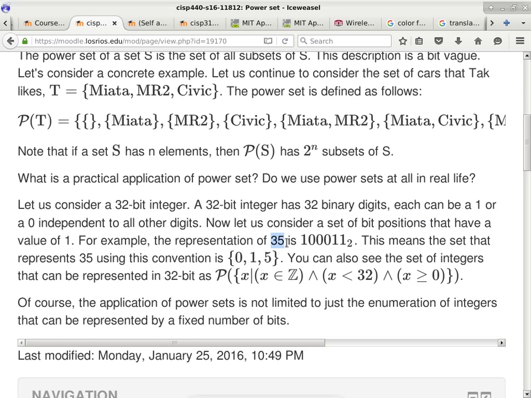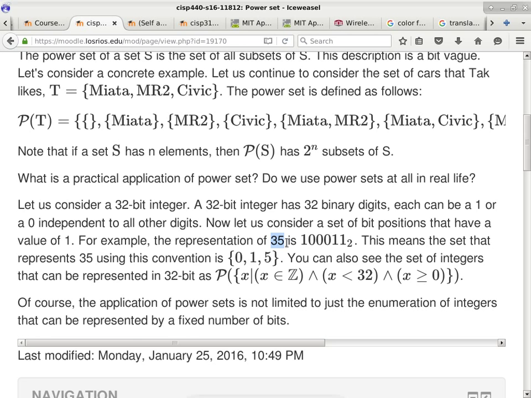35. 35 is a base 10 number. If I do not specify a base, it implicitly means base 10. But you can rewrite 35 as 100011 in base 2. You can double check: 1 plus 2, 4, 8, 16, 32. So 1 plus 2 plus 32 is 35. This is just another way to represent the value of 35.